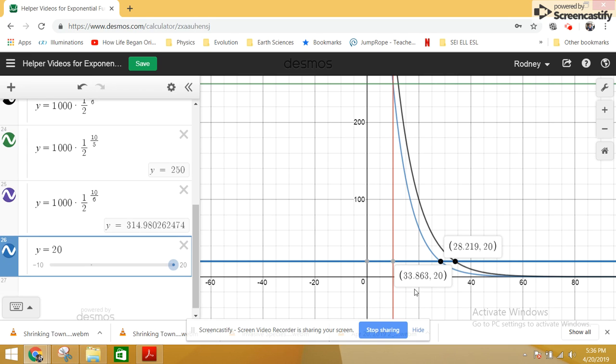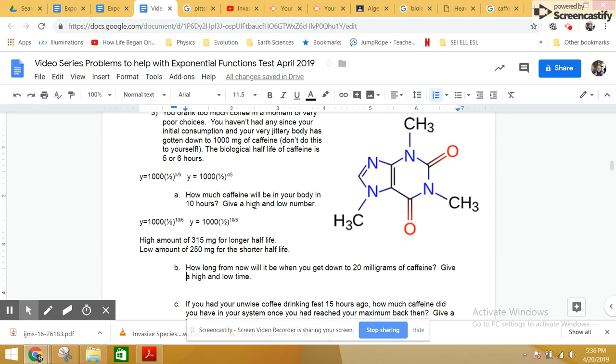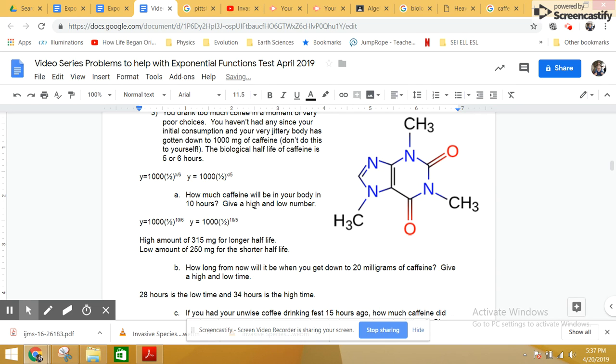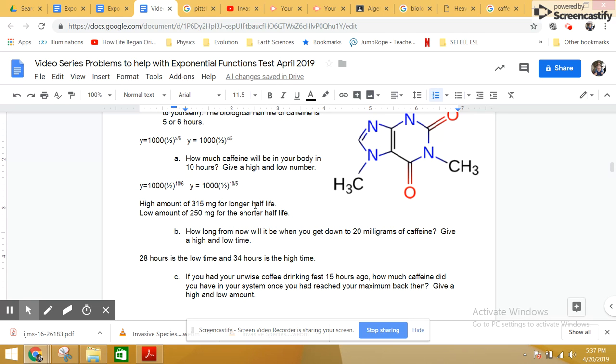If it's leaving more slowly, 33.9, I'll just say 34 hours and 28 hours. So 28 hours to 34 hours is our low and high time. So 28 hours is the low time, and 34 hours is the high time before you're going to get down to 20 milligrams of caffeine.